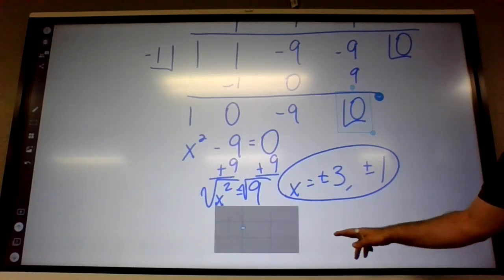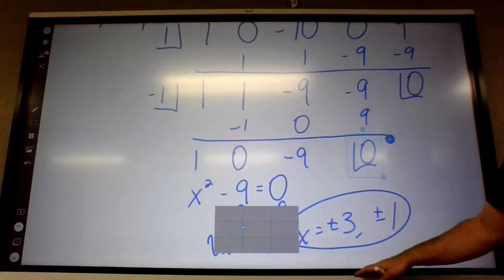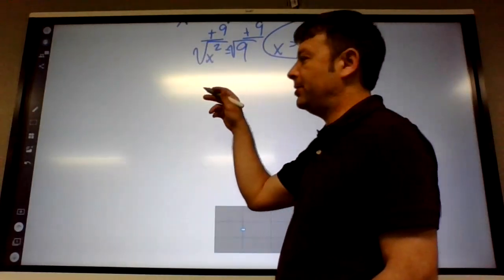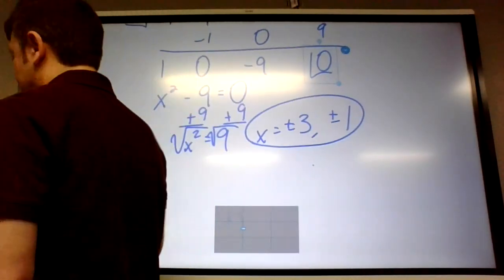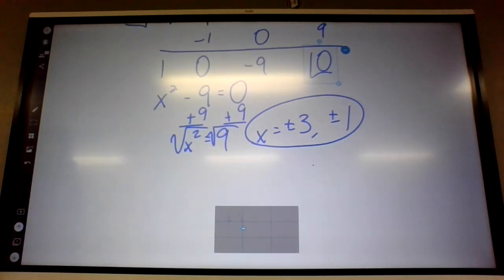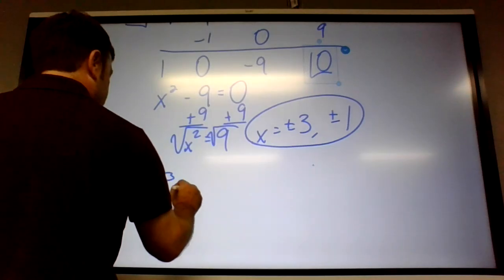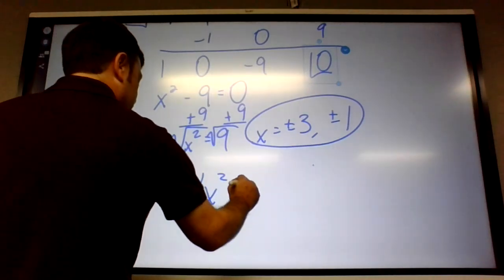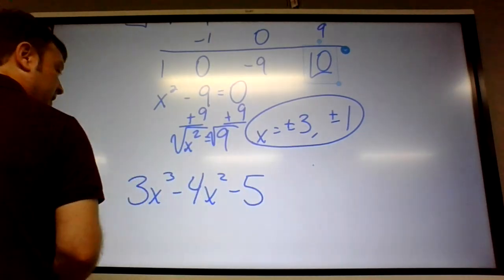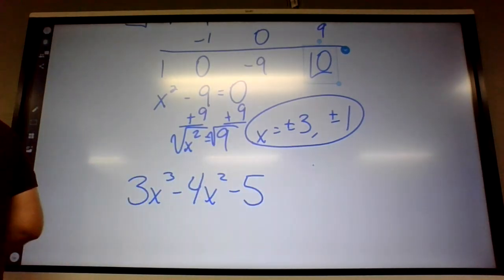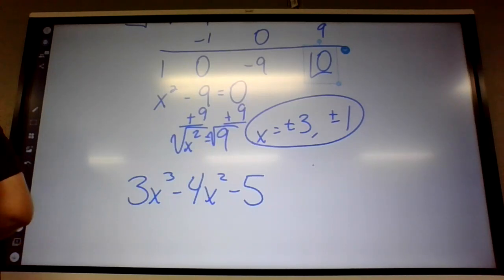Does that make sense? Kind of. Let's try again. Okay, you guys tell me every step to do on this one. Let me write it down. 3 minus 4 minus 5. This one's an x cubed, which means we only have to find one answer before we get it down to a quadratic.